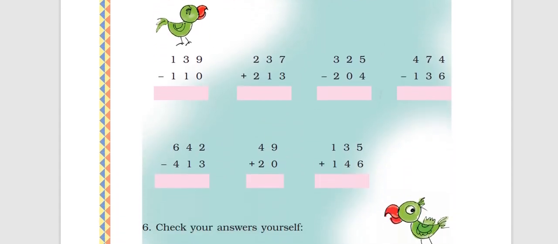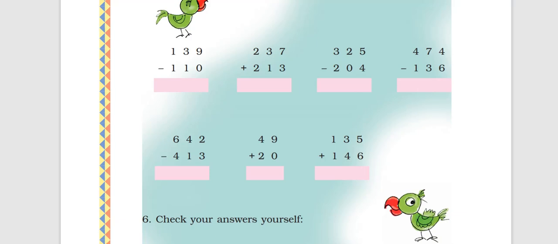And we have some more problems here. 139 minus 110. 9 minus 0 is still 9. 3 minus 1 is 2. 1 minus 1 is 0. 29.